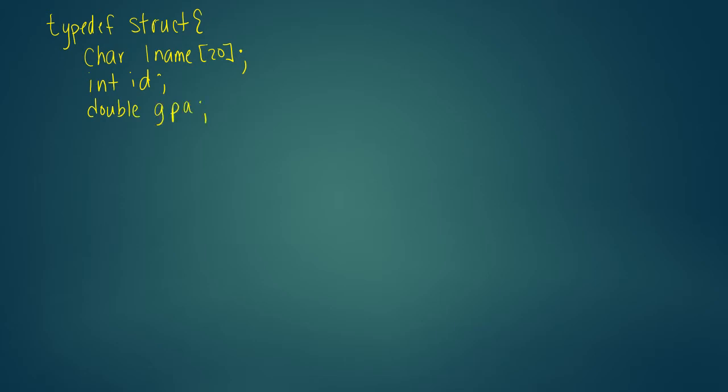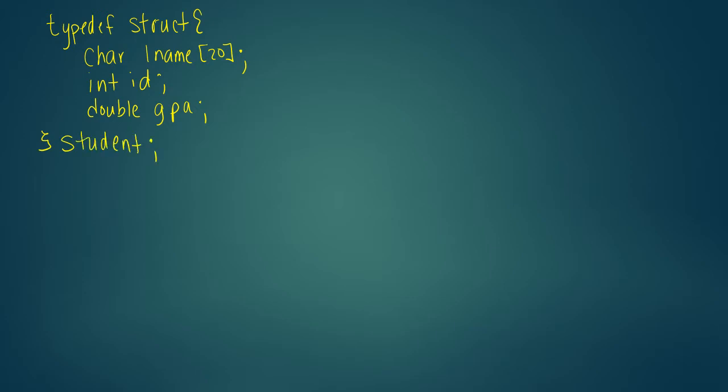You use typedef struct. You fill the fields: char L name, the last name, is an array of size 20. There's an integer for the ID and a double for the GPA. And the name of our new data type is student.